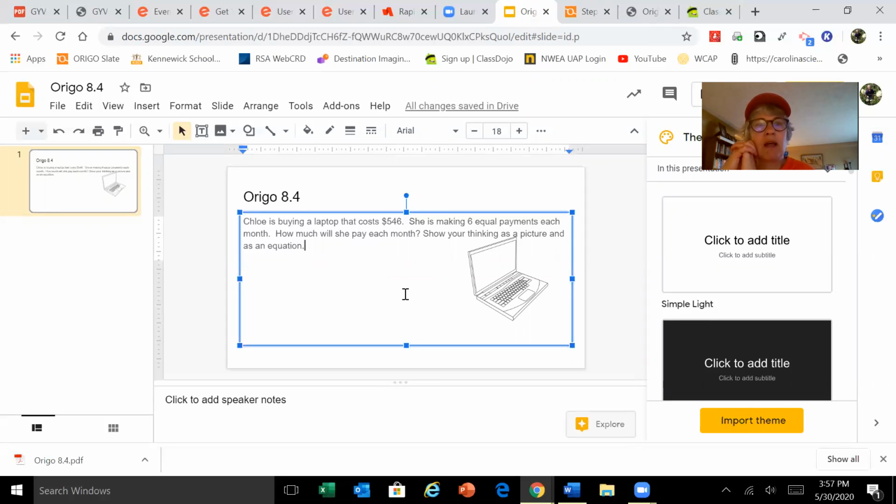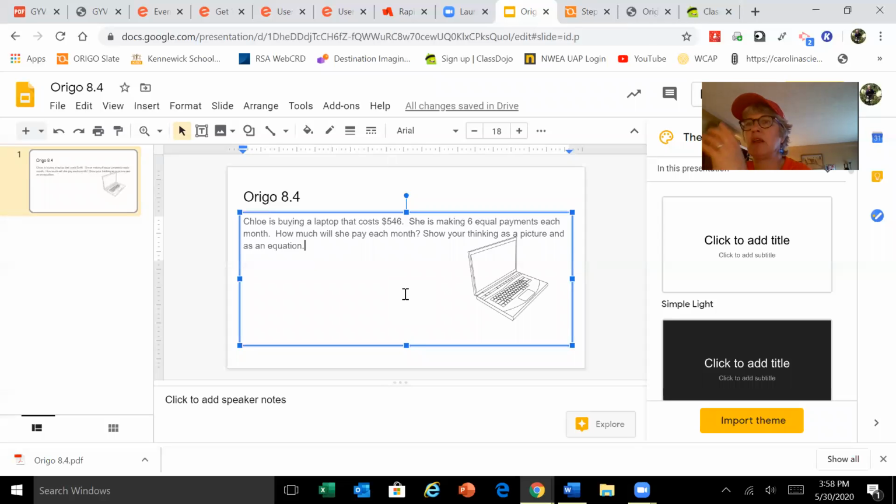So Chloe is buying a laptop that costs $546. She is making 6 equal payments each month. Okay. How much will she pay each month? Show your thinking as a picture and as an equation. So this is a division problem. It is 546 divided by 6.